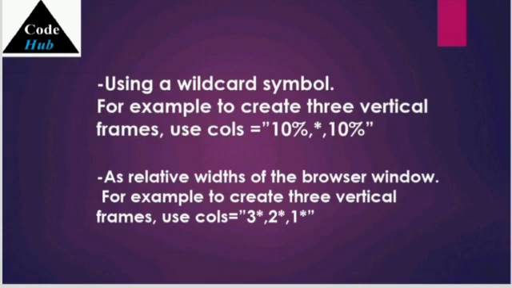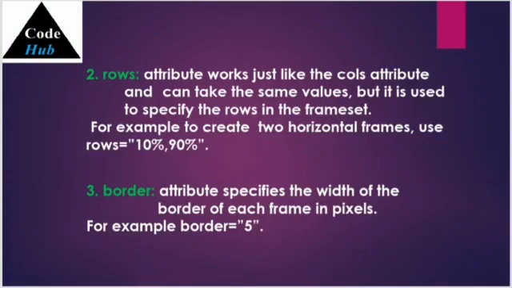You can use relative width of the browser window. Here the width is divided into 6 fixed parts. The first column takes up half of the window, the second takes 1/3 and the third takes 1/6. The rows attribute works just like the cols attribute and takes similar values, but it is used to specify the rows in the frameset. For example, to create two horizontal frames, use rows 10%, 90%. You can specify the height of each row in the same way as explained above for the columns.